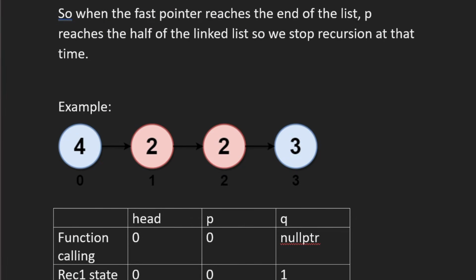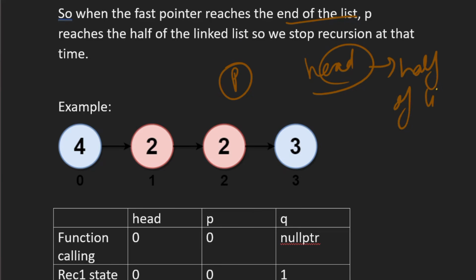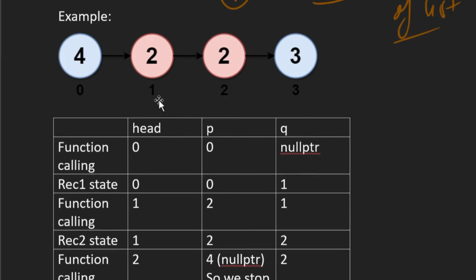Once the fast pointer, that is P, reaches the end of the list, that means our head pointer reaches the half of the list, right? So we stop recursion at that time. So let's try to understand with the help of an example.